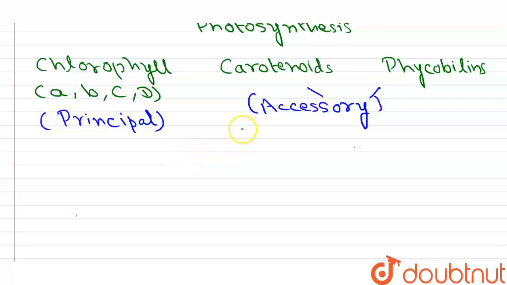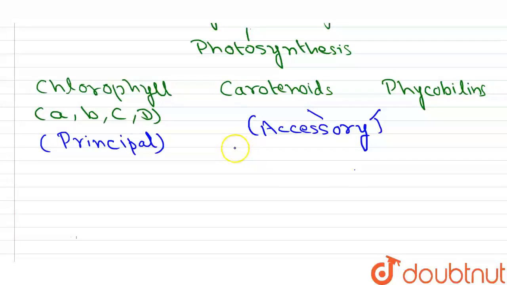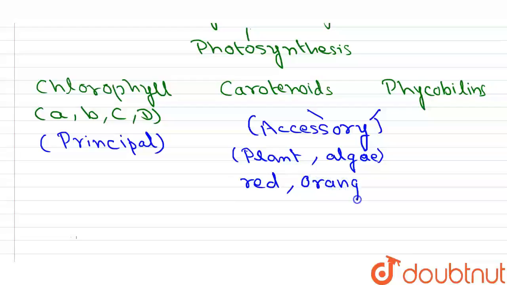Carotenoids are found in plants, algae, and photosynthetic bacteria. They produce red, orange, and bright yellow color in plants, vegetables, and fruits.